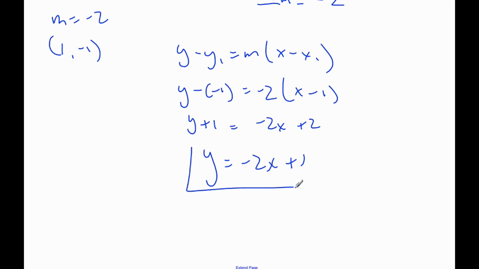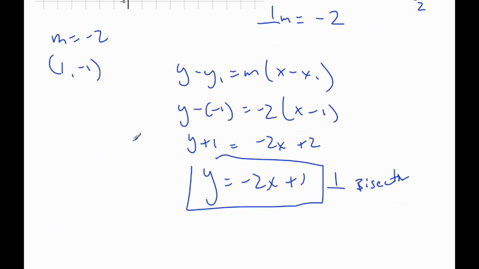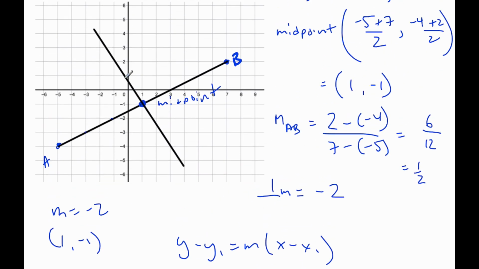So here is the equation of the perpendicular bisector. Let's see if that makes reasonable sense. So it looks approximately that I go through 1 as my y-intercept, and I go up 2 or down 2 over 1, down 2 over 1. And so y is equal to -2x plus 1 is the equation of my perpendicular bisector.